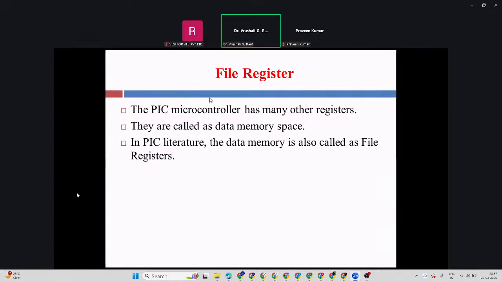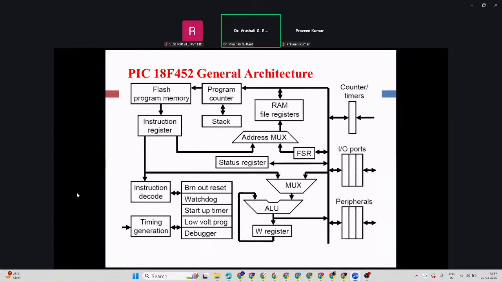Then there is one thing called the file register. The PIC microcontroller has many other registers. They are called the data memory space. In PIC literature, the data memory is also called the file register. Just to understand, it has been there. Many registers are there, and it is the data memory space, and we are going to call it by the name file register.